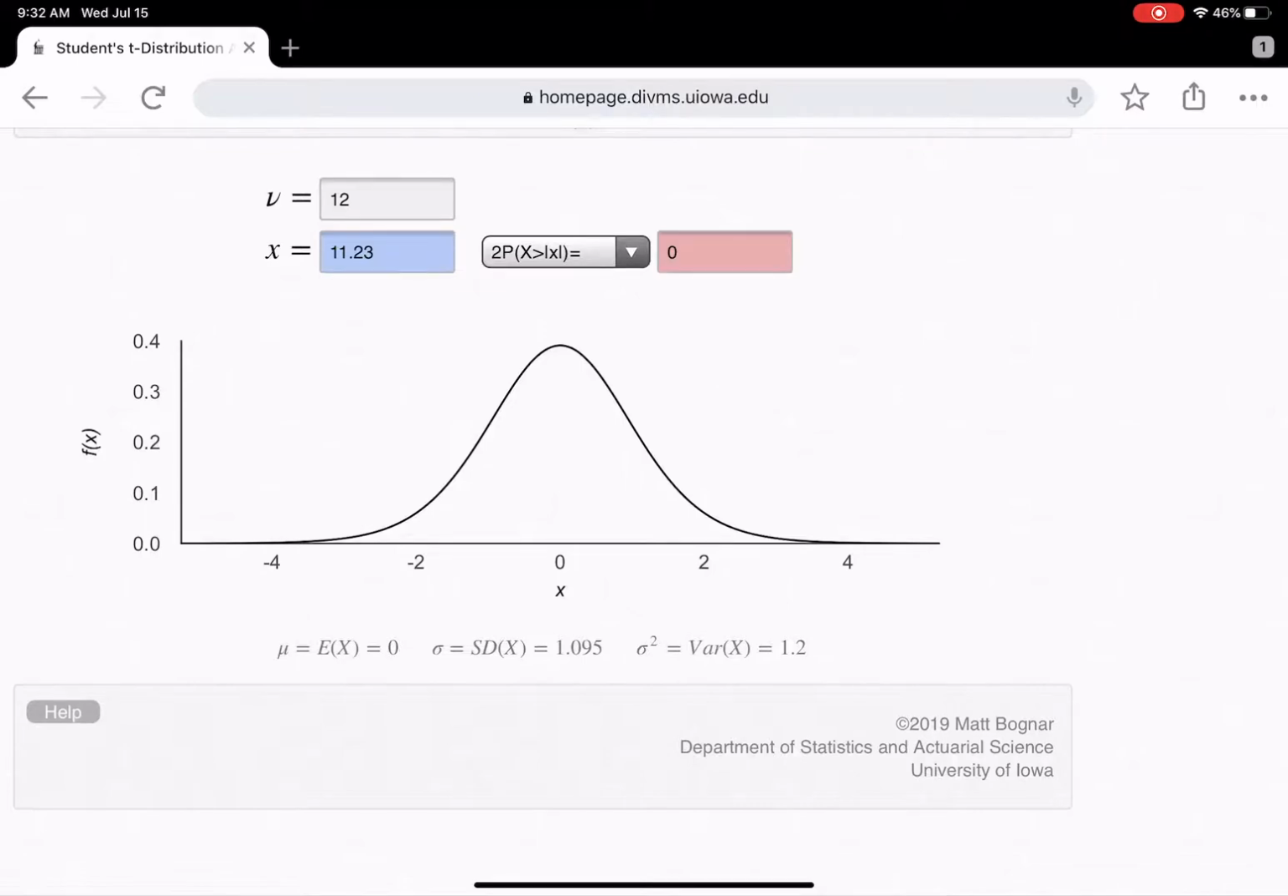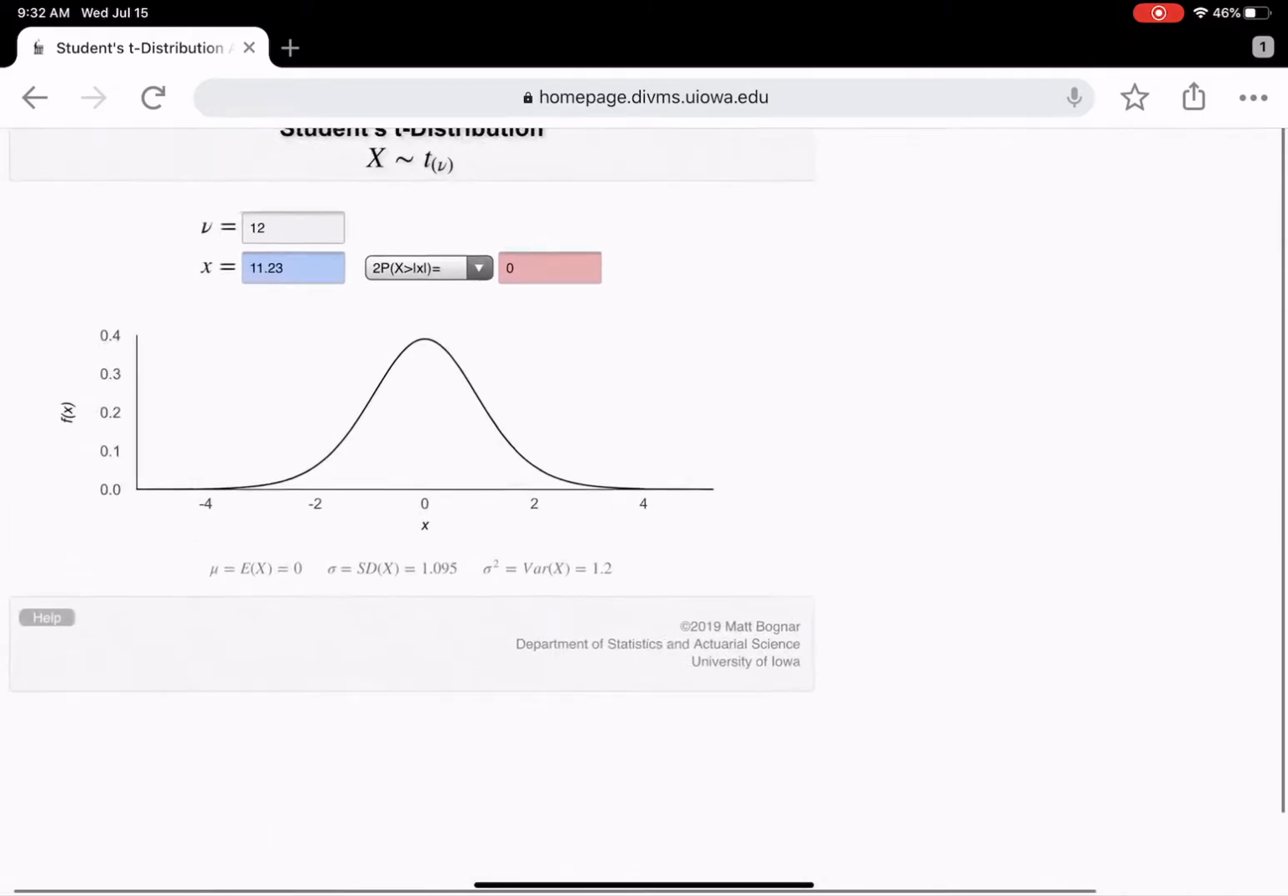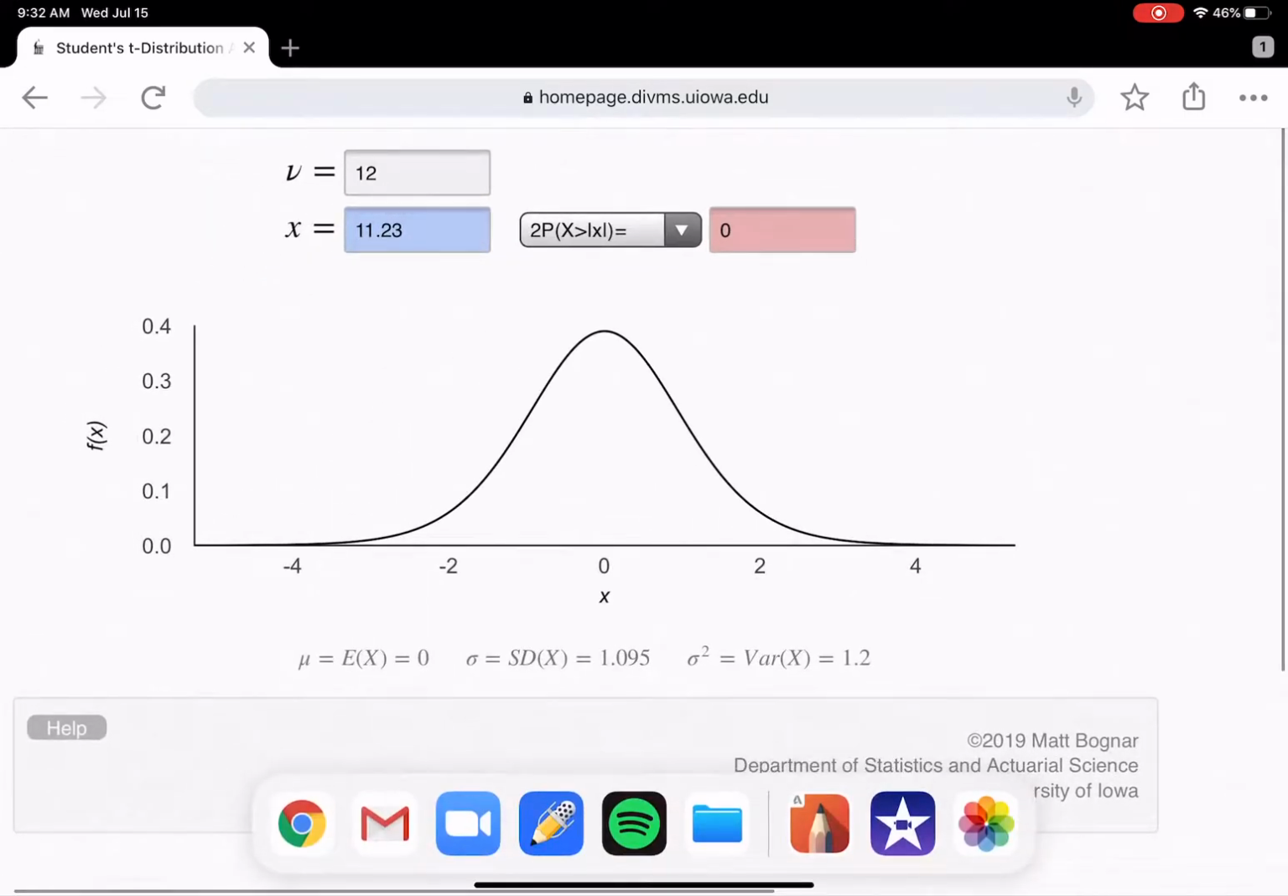Okay, so what this is saying is that we're 11.23 standard deviations away from where we expected it to be, which is wild. But check out the p-value. Now, it's throwing out a 0, and this is not an error. It's throwing out a 0 because it is so far away. It's way far out here, right? So the area is really small. The area is not 0, but it practically is, right?